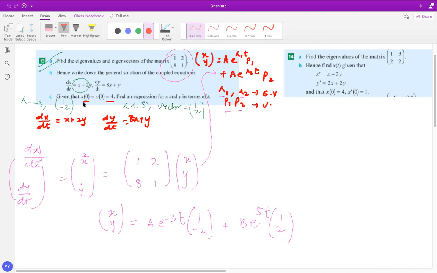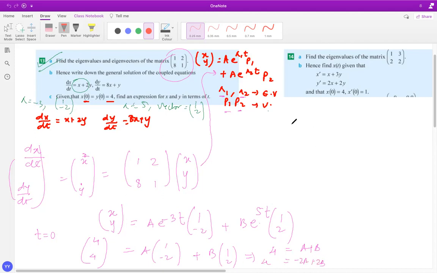Now to find the values of the constants for a given condition, you substitute the initial condition. Initially x is 4 and y is 4. So when I take t as 0, I get x is 4 and y is also 4 equals a times e to the power 0, which is 1, times 1, negative 2, plus b times e to the power 0, which is 1, times 1, 2. So my equations are 4 equals a plus b, and 4 equals negative 2a plus 2b.